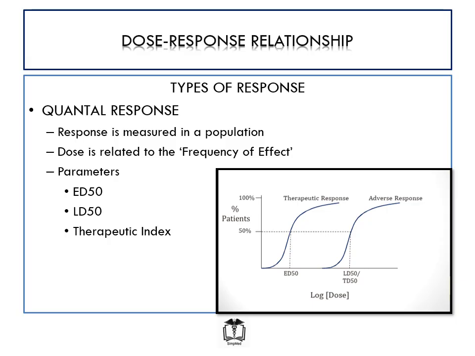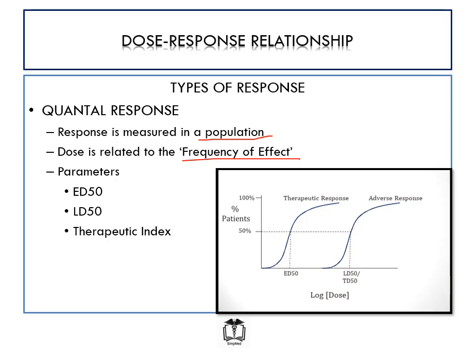Yes, we can only say yes or no to the effect of this drug. So drugs that have a yes or no or all or none effect are drugs that are measured using a quantal response. It's important to know that compared to the graded response, for the quantal response we tend to measure it in a population, not a single subject. So in contrast to graded response, quantal response is measured using a population. Aside from that, the dose is usually related to the frequency of the effect, not the intensity. So for graded response, we are relating the dose to the intensity of the effect. For the quantal response, we're relating the dose to the frequency of the effect.